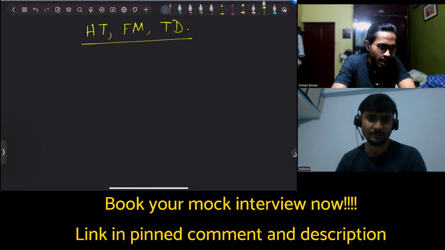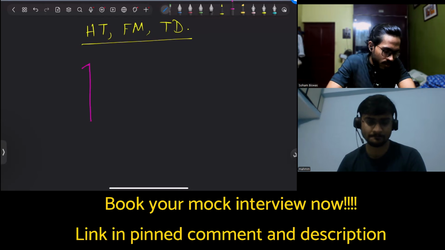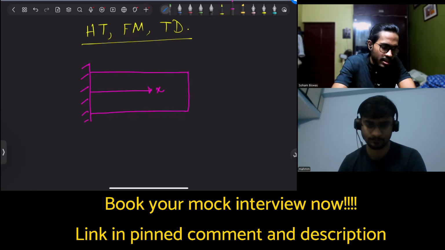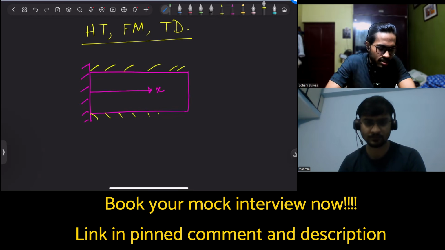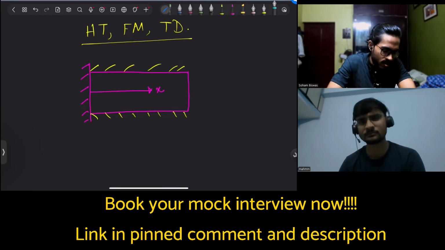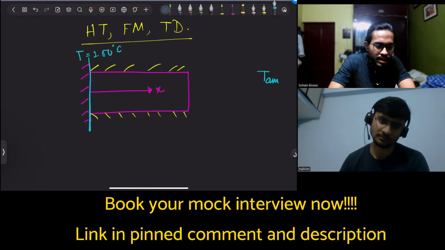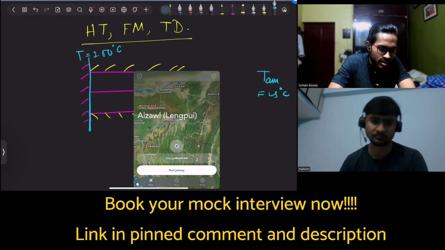Okay, so I will draw a very simple situation here. We have a bar here, a constant cross-section bar, and this is your x direction. The bar is insulated on its sides. Now we are applying some heat here. At this surface, the temperature is 200 degrees Celsius, and the ambient temperature, T ambient, is equal to 25 degrees Celsius.